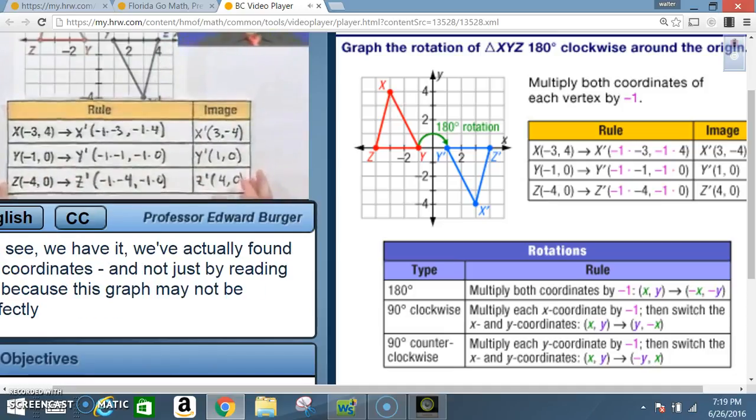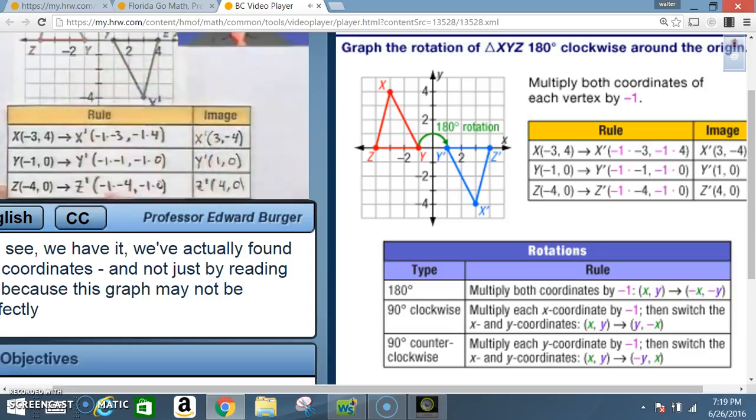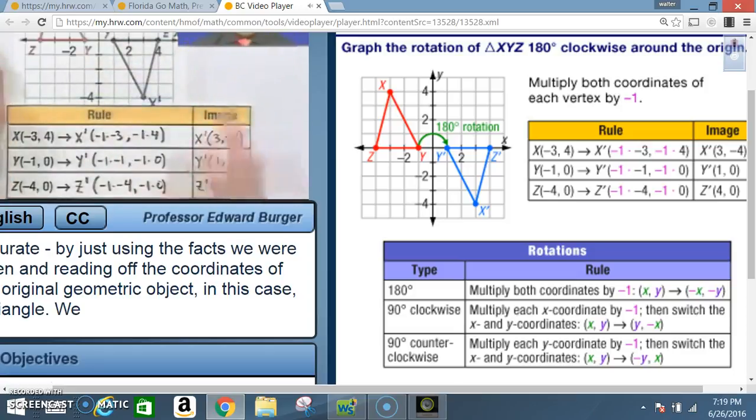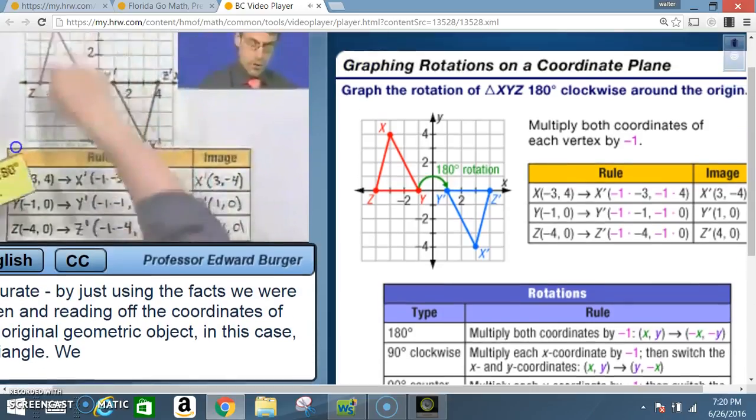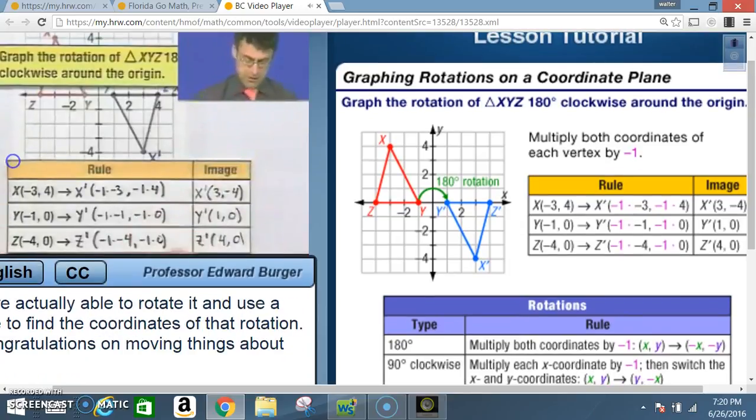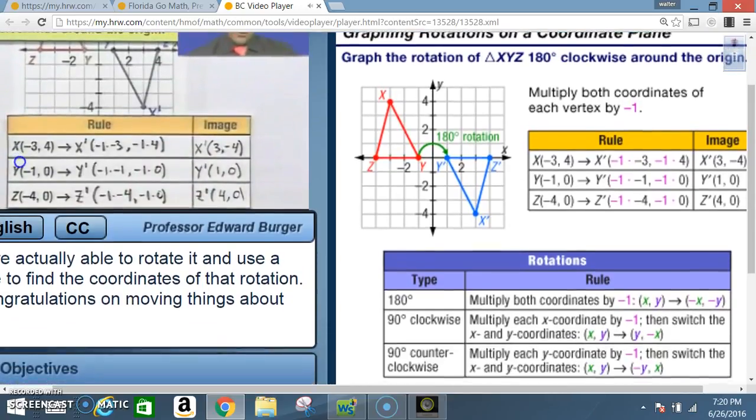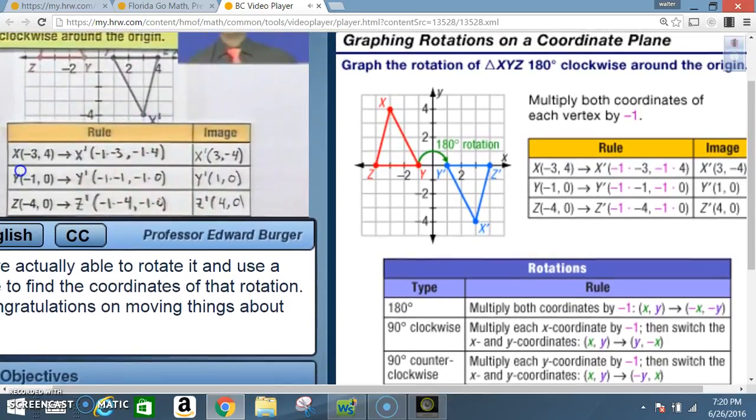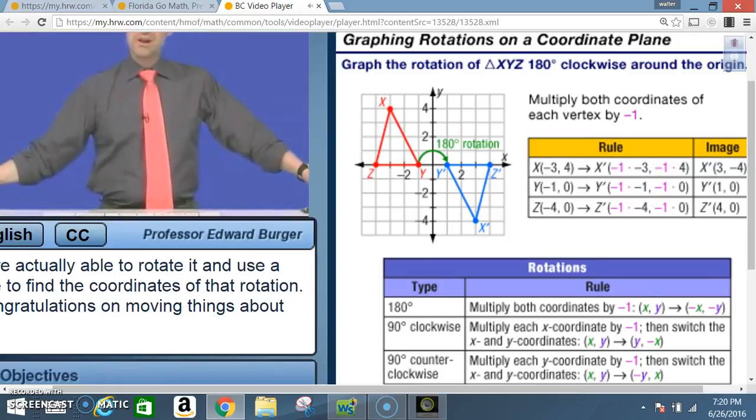We've actually found the coordinates, not just by reading off, because this graph might not be perfectly accurate, but just using the facts we're given and reading off the coordinates of the original geometric object, in this case a triangle, we were actually able to rotate it and use a rule to find the coordinates of that rotation.